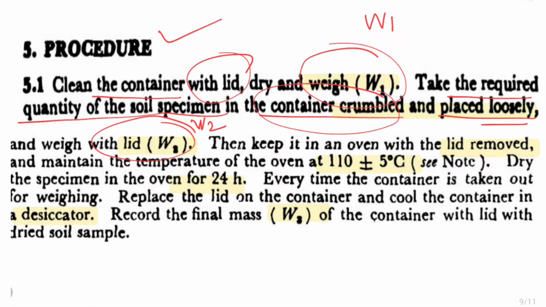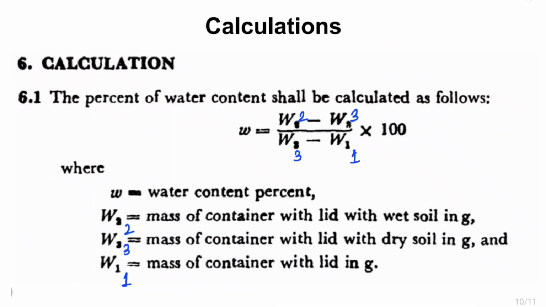Then we have to keep this soil sample with the container and lid in the oven at a temperature of 110 degrees Celsius plus or minus 5 degrees Celsius variation, for 24 hours. After 24 hours, we have to take the mass of the container with lid with the dry soil specimen, which is W3. After taking W1, W2 and W3, the water content can be calculated by using this formula.